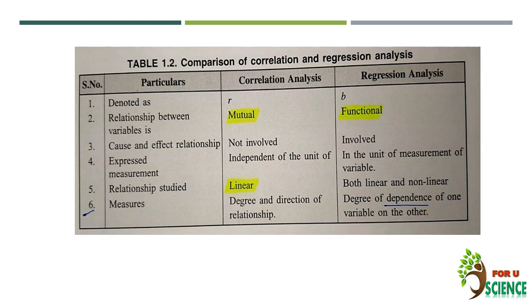In the fourth point, there is the expression of measurement. In case of correlation, it is independent, but in case of regression, it is measured in the unit of measurement of the variable. In regression, the relationship is studied in a linear fashion, and in correlation also it is linear. In regression, it is linear and nonlinear both. Correlation measures the degree and direction of the relationship, whereas regression analyzes the degree of dependence of one variable on the other.